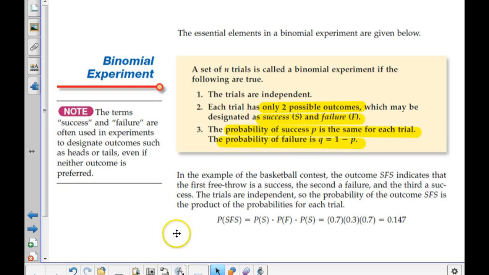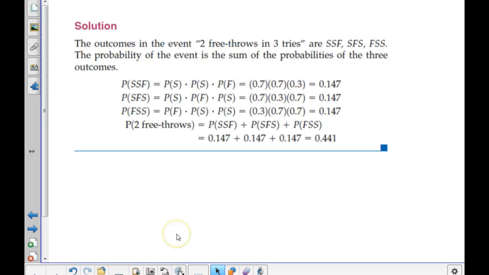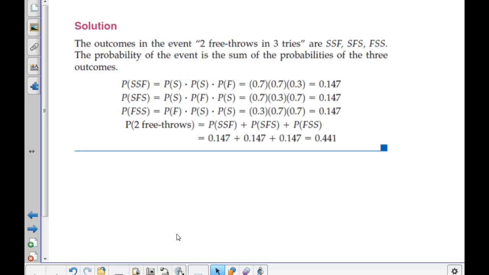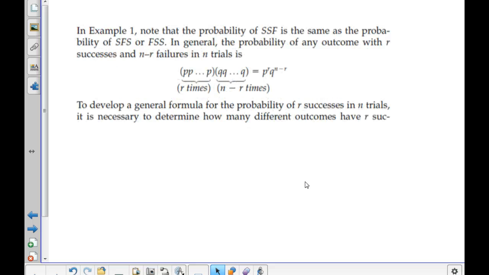All right, so then we talked through this example. If you're going to make 2 out of 3 free throws with a 70% chance, you could miss the first one, the middle one, or the last one. Each time the probability is actually the same, but there's 3 different ways it could happen, for a total probability of 44% that you would make exactly 2 out of 3 if your shooting average was 70%.